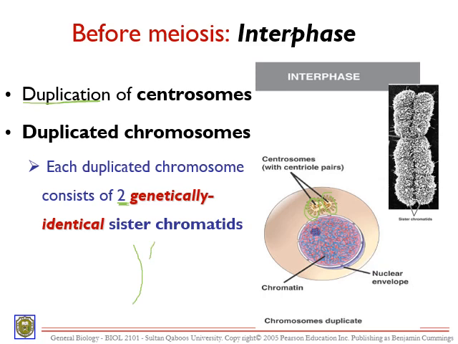Let me draw an X here. So these are sister chromatids, and I'm sorry, that's a very bad drawing. Let me erase it. Let me draw it better like this. So these are 2 sister chromatids, genetically identical sister chromatids. They are attached together at their centromere. So this is basically what happens in the interphase. The centrosomes are duplicated and the chromosomes are duplicated, and the chromosomes now consist of 2 sister chromatids that are joined together at the centromere position.